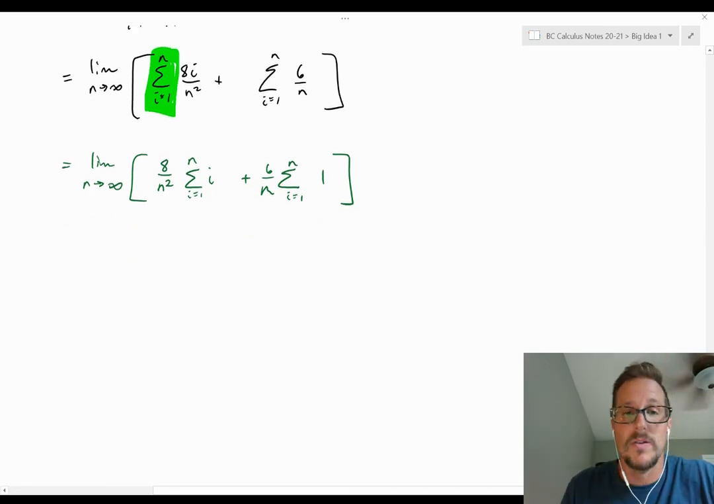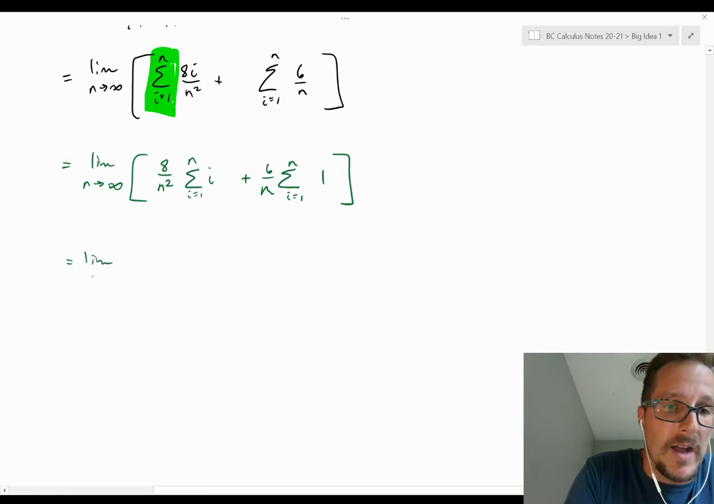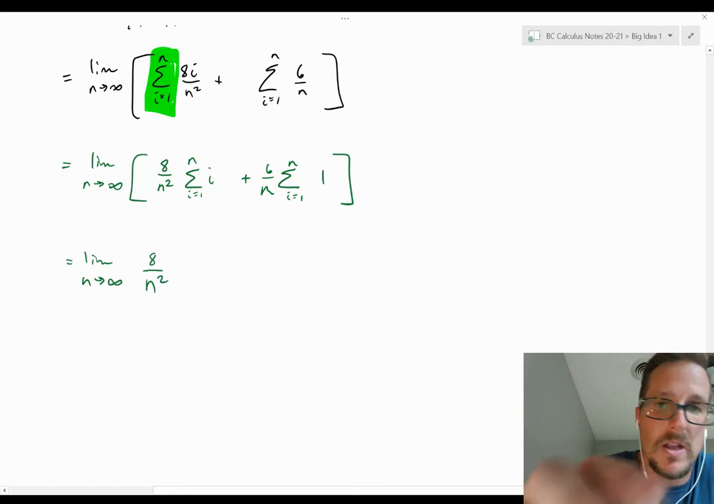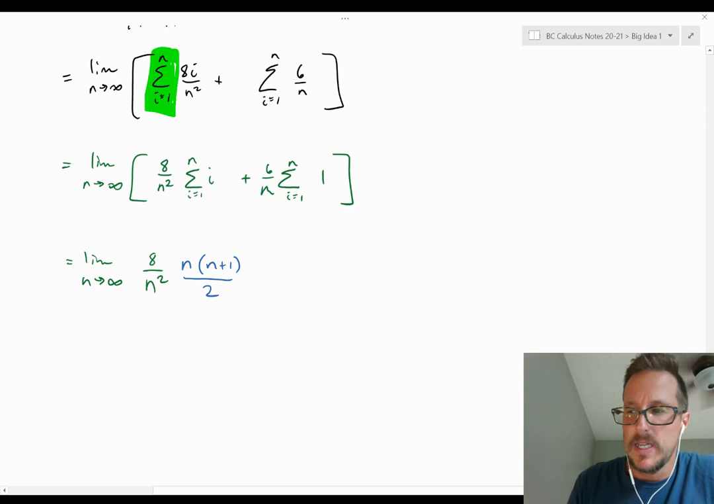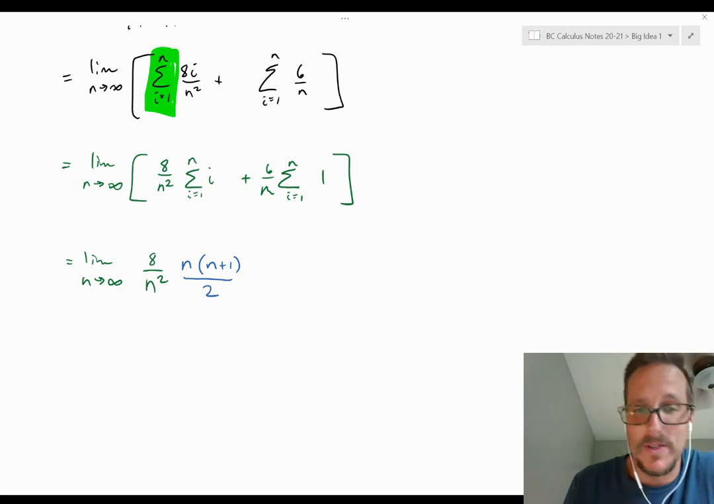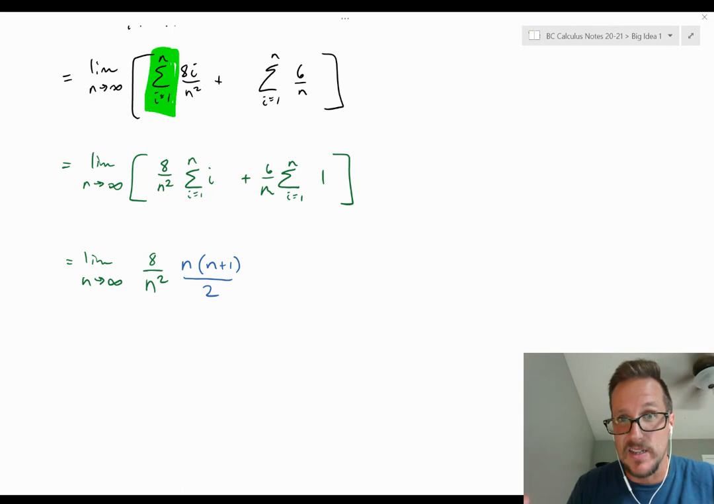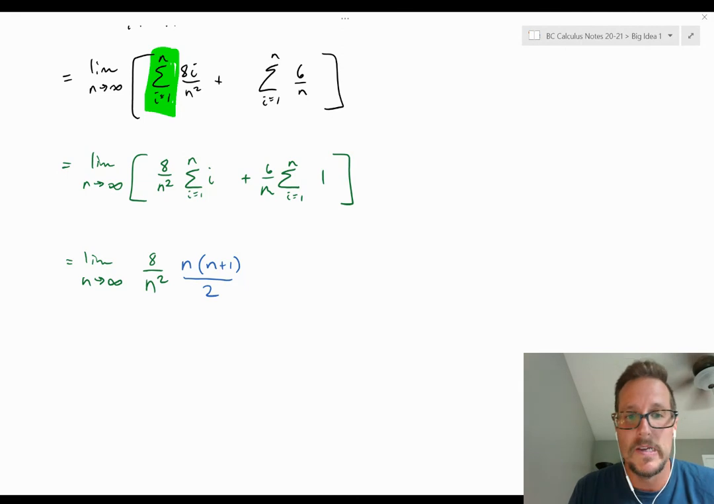But if you remember the sum from 1 to n of i, let me write it out for you. It is n times n plus 1 all over 2. You might remember that from adding arithmetic series together. Hopefully you do. Maybe it's first plus the last times the number of pairs. So the first 1, the last n, and then the number of pairs would be n over 2. That's where that comes from.